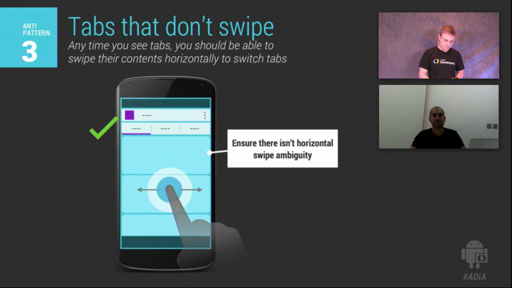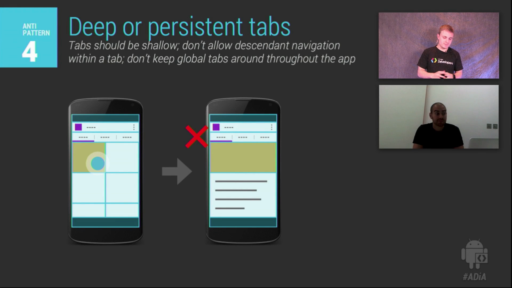So the next anti-pattern that we're going to talk about is deep or persistent tabs. These often go hand in hand. So first, let me talk about deep tabs. When we say deep tabs, we compare deep versus shallow tabs. On Android, tabs should be shallow. What that means is that there shouldn't be too much navigation within tabs.